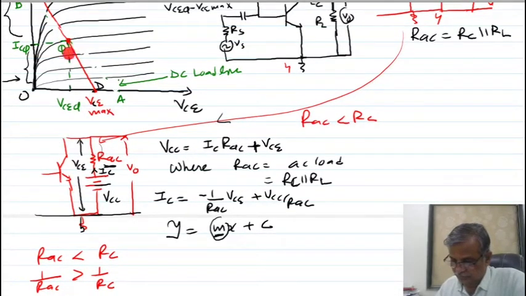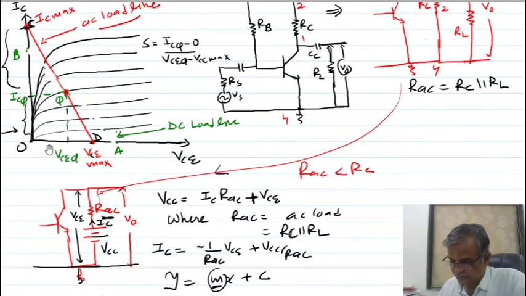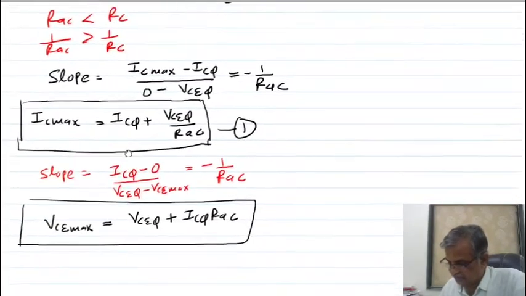This is a slope. This measurement upon this measurement is nothing but what I have written here: ICQ minus 0 upon this value. This measurement is ICQ minus 0 and this measurement is VCQ minus VC max. I will find out VC max to find the point D for the AC load line. So this slope is nothing but minus 1 upon RAC.